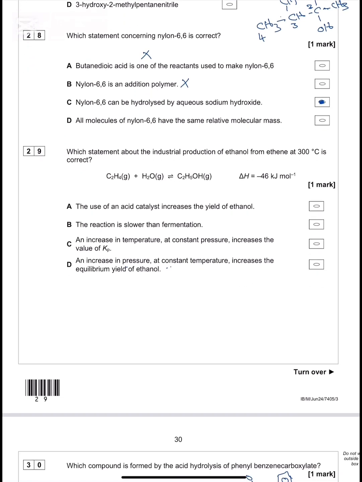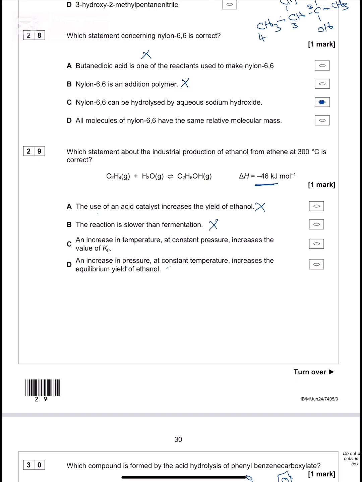Which statement about the industrial production of ethanol from ethene at 300 degrees is correct? This is an exothermic reaction. The use of an acid catalyst increases the yield. The catalyst doesn't increase the yield for reversible reactions. The reaction is slower than fermentation. This is wrong. Fermentation is slower.